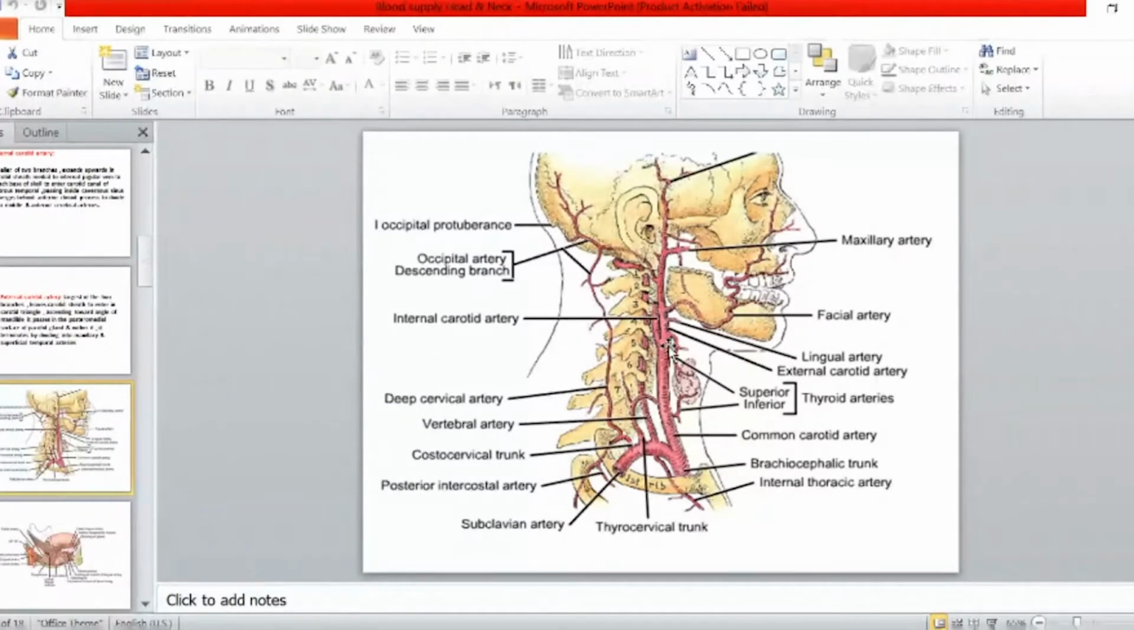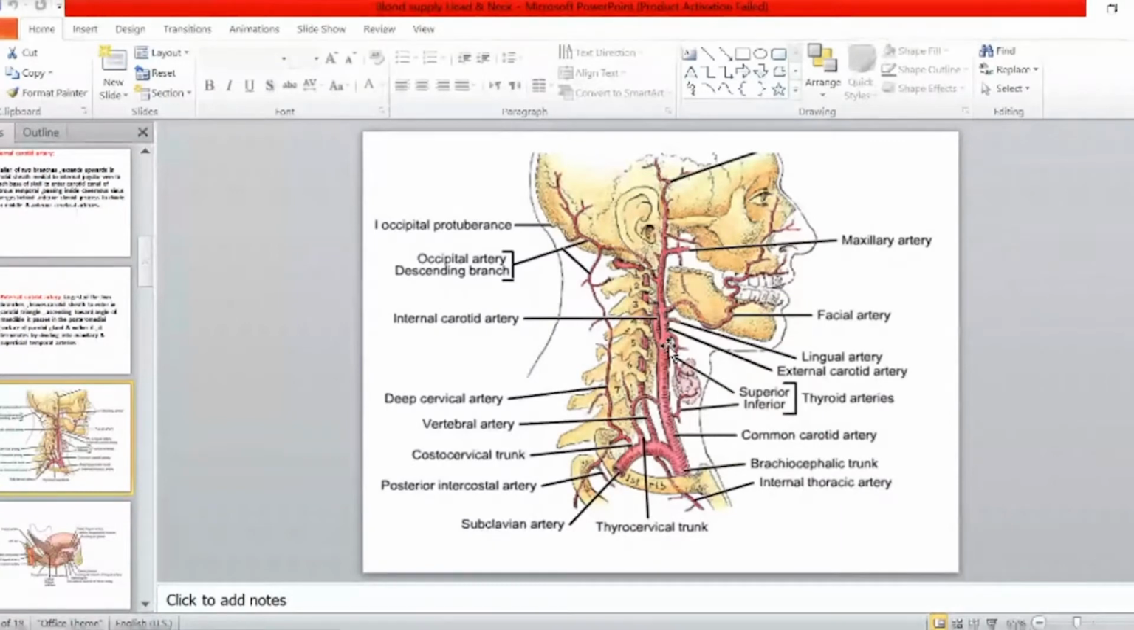Both of them have no branch in the neck. They ascend upward to the level of the superior border of thyroid cartilage, where they divide into two branches, the external carotid and the internal carotid artery.